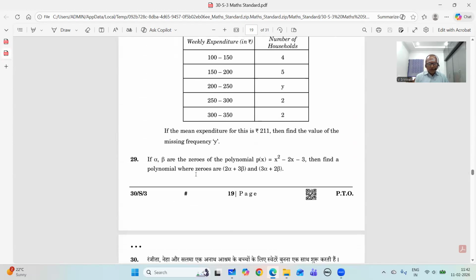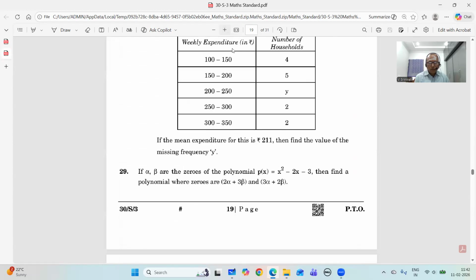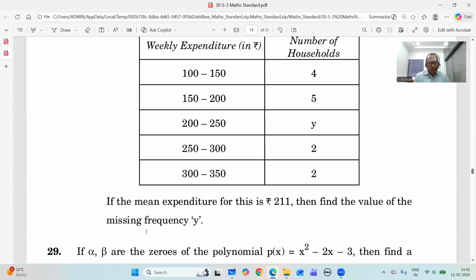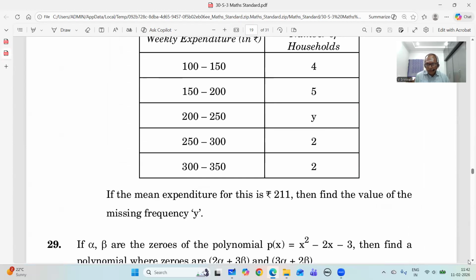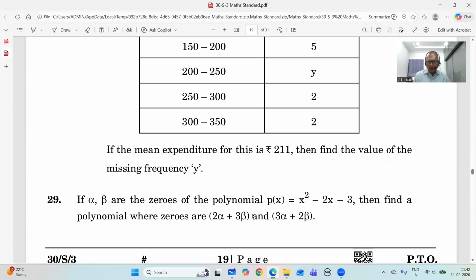Right. If alpha, beta are the zeros of the polynomial p of x equal to x square minus 2x minus 3, then find a polynomial whose zeros are 2 alpha plus 3 beta and 3 alpha plus 2 beta.